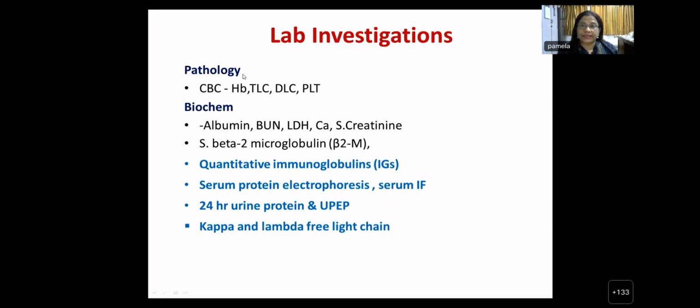So usually samples are sent to pathology or to the biochem department. Among the biochem parameters, the main ones are quantitative immunoglobulins, serum protein electrophoresis, serum immunofixation, urine protein 24 hours, urine protein electrophoresis, kappa and lambda free light chains, which is done in serum.